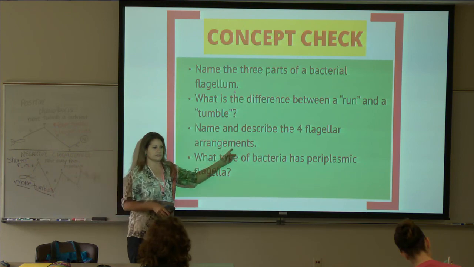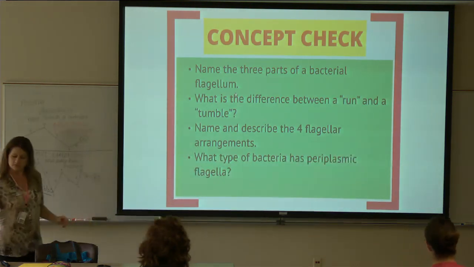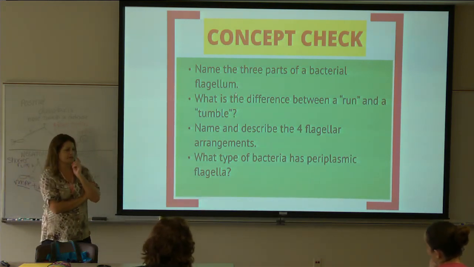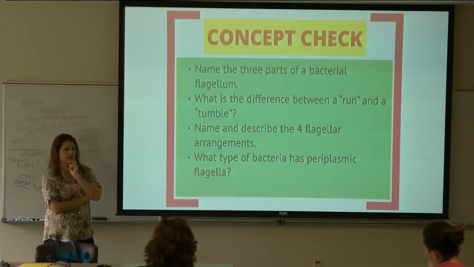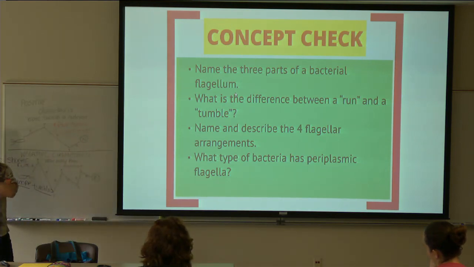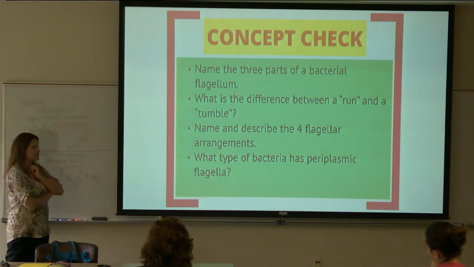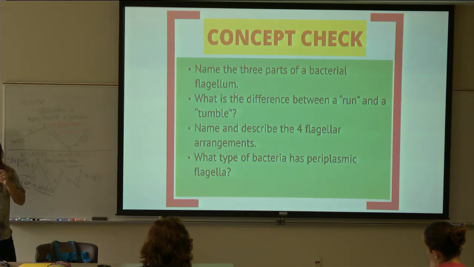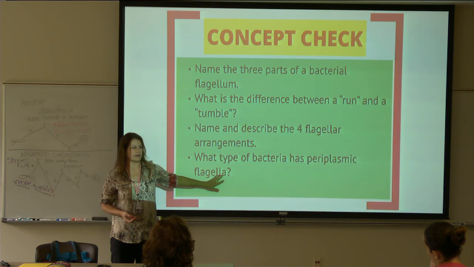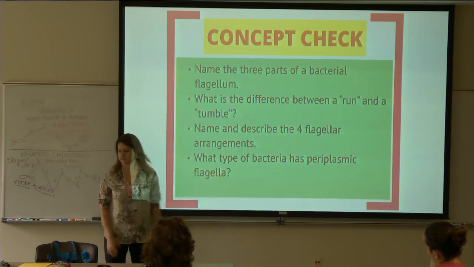For flagellar arrangements, you should be able to name those and draw them. So what is the name of the flagella arrangement where you see flagella all the way around the entire cell? Peritrichous. What about when you see only one? Monotrichous. And then when you see it at both ends of the cell? Amphitrichous by definition means both ends. And what if you see either at just one end or at both ends, but you see a bundle? That's lophotrichous. Good. And then what type of bacteria is going to have the axial fibrils or the periplasmic flagella? Spirochetes. Fantastic.